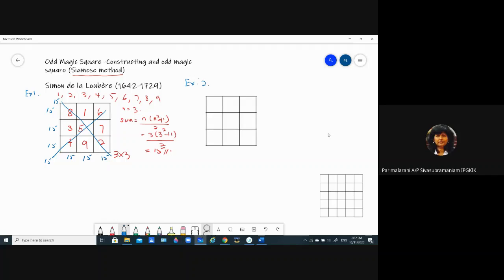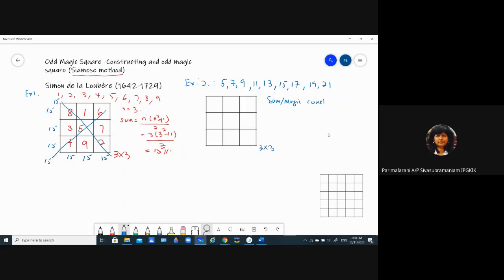Okay, let's say I have a different set of numbers here. My numbers are starting from 5, 7, 9, 11, 13, 15, 17, 19, and 21. How many numbers do I have here? 9 numbers. So this magic square that I have here, what is the order for this magic square? 3. Okay, let's calculate the magic constant or the sum.